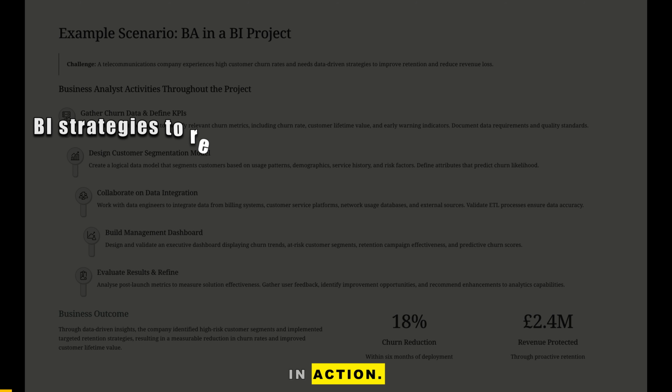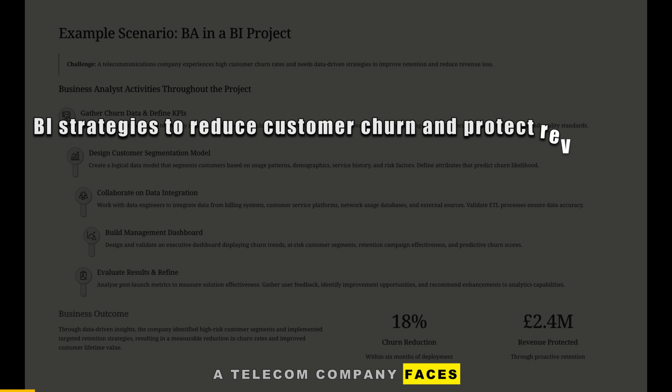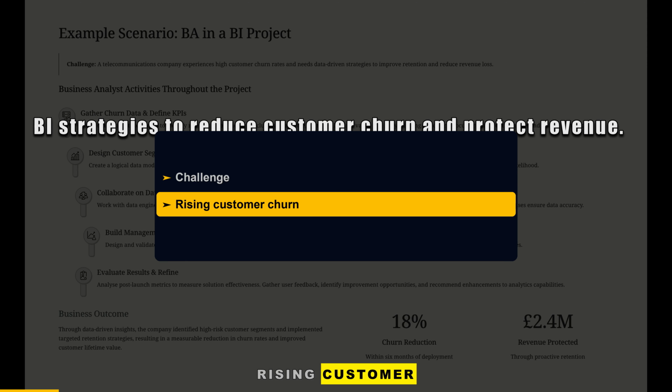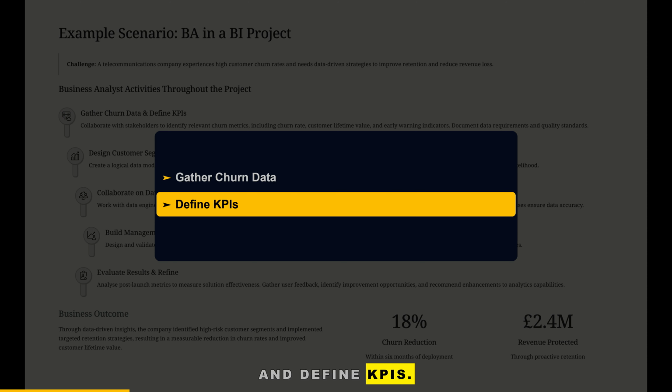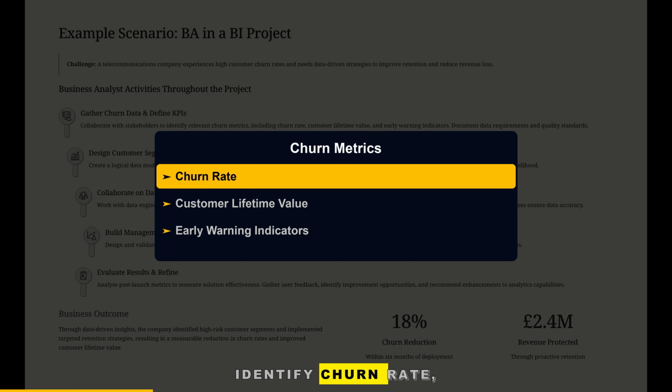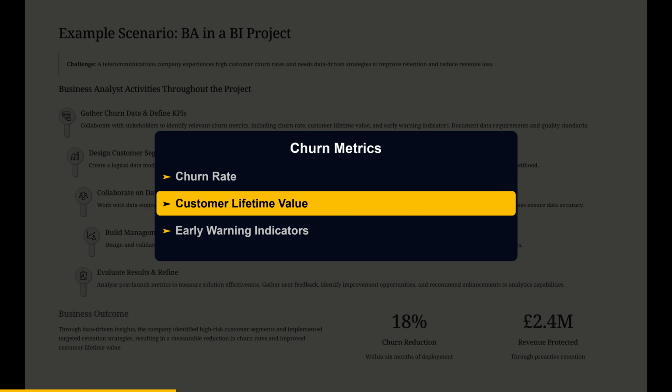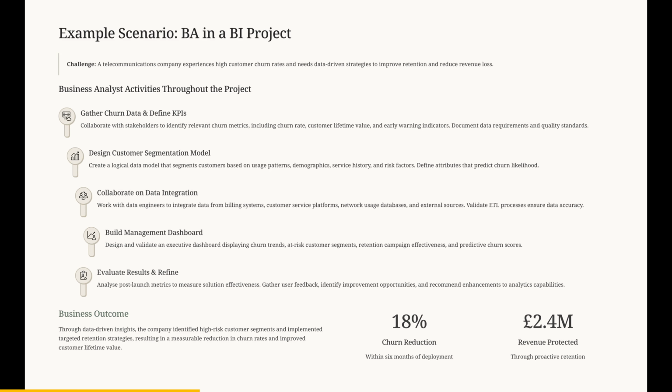Let's see all of this in action. A telecom company faces a huge challenge: rising customer churn. Here's how the BA leads the BI effort. Gather churn data and define KPIs. Identify churn rate, customer lifetime value, and early warning signals.